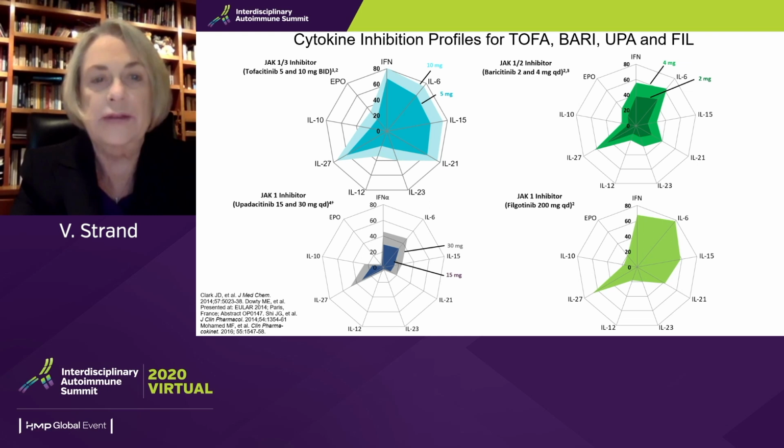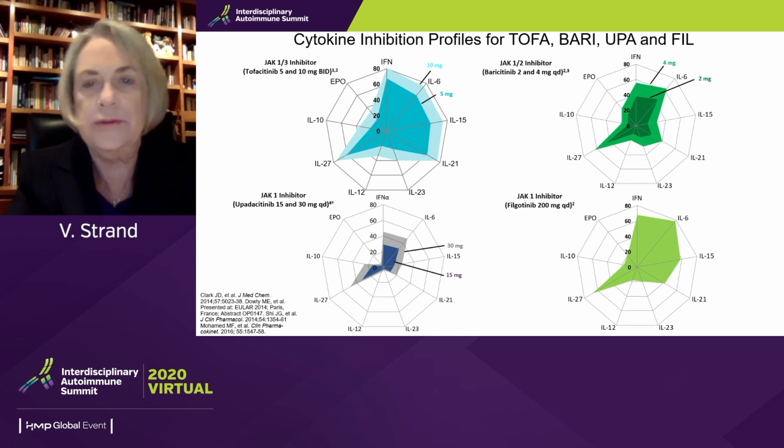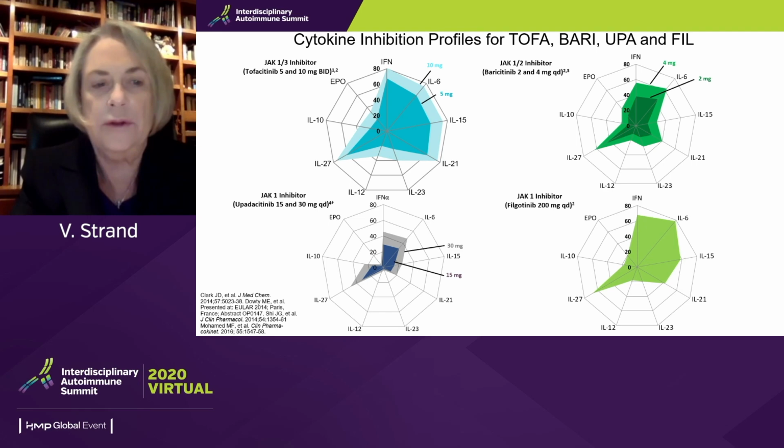And we can actually look at these cytokine inhibition profiles specifically for tofacitinib, baricitinib, upadacitinib, and filgotinib. So tofacitinib is in the upper left and filgotinib is in the bottom right. And what you can basically see is that there's quite a bit of similarities in what we call these spidergrams, but there are differences. So one can see there's more specificity for baricitinib, upadacitinib, and filgotinib, but also that there are some compatibilities that are quite similar.